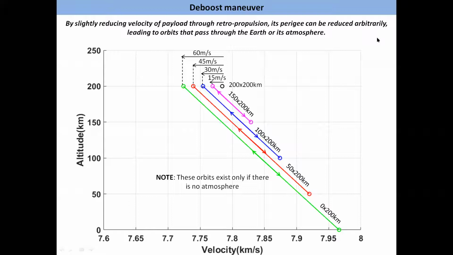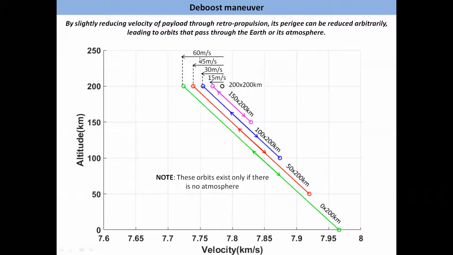By giving different amounts of delta V using the deboost maneuver, you can reduce the perigee to whatever value you want. For an example, if you start from a 200-kilometer circular orbit and reduce 15 meter per second velocity through a deboost maneuver, its perigee reduces to 150 kilometers. So you see a 150 by 200 kilometer orbit like this in the altitude velocity plane. Now, if you reduce 30 meter per second, it becomes 100 by 200 kilometer and so on.